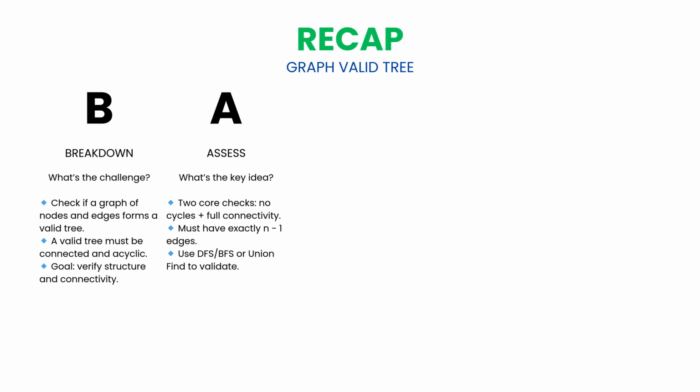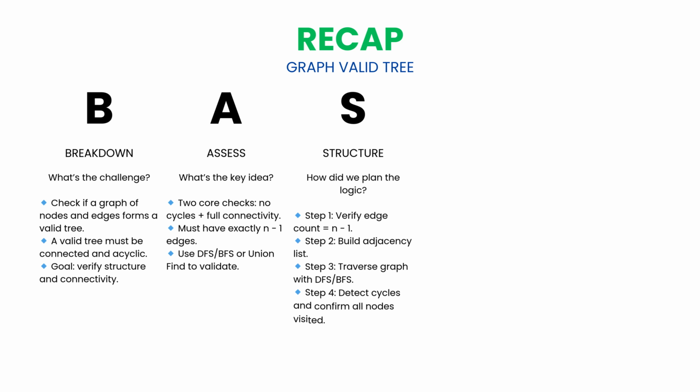Many candidates forget the edge rule. A valid tree must have exactly n-1 edges. From there, the challenge becomes verifying that all nodes can be reached and that no back edge creates a loop. Here's how we planned it. Edge count check. If edges does not equal n-1, return false immediately.